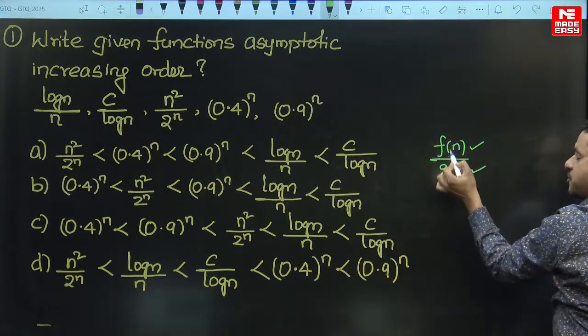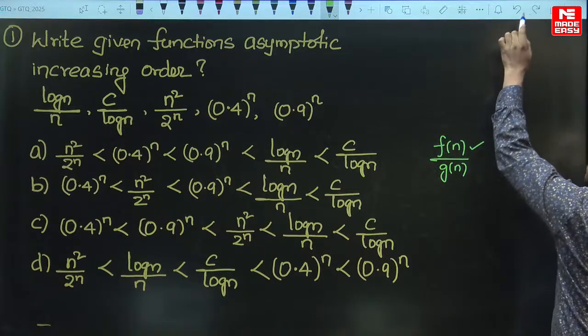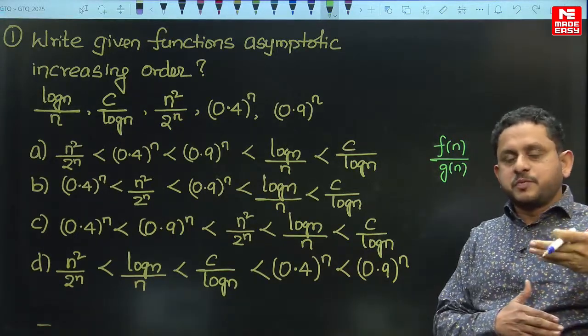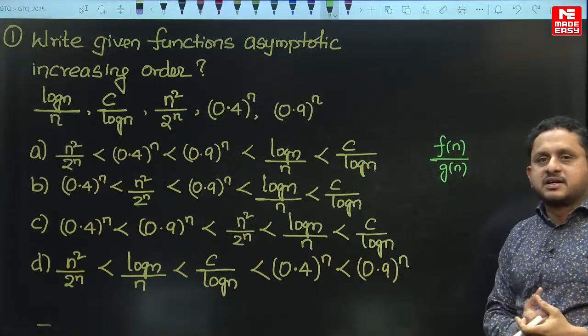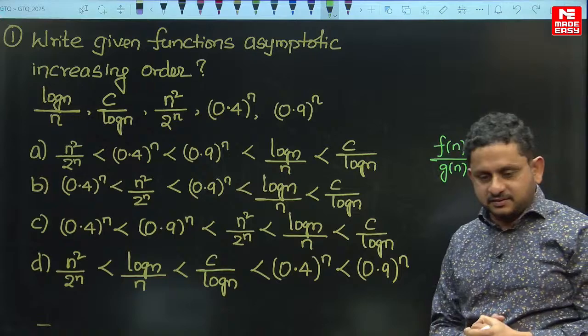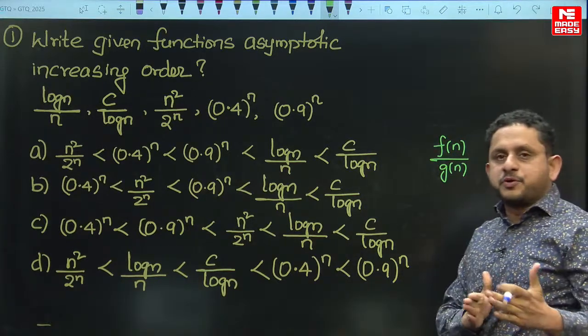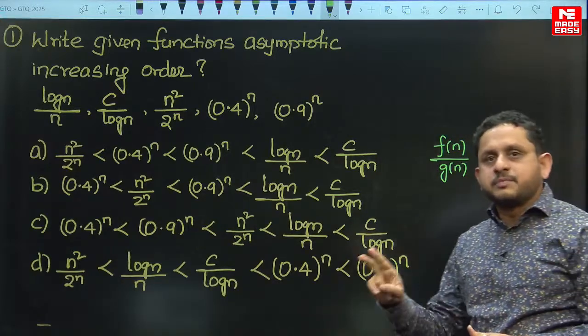Whenever you have two decrement functions and want to compute the asymptotic order, the easy thing is to compute the ratio of the two functions. Based on the numerator, if it is bigger, then f of n is asymptotically bigger; if the denominator is bigger, then g of n is asymptotically bigger. So here do not apply logarithms and so on to compute the asymptotic increasing order whenever you are dealing with decrement functions.